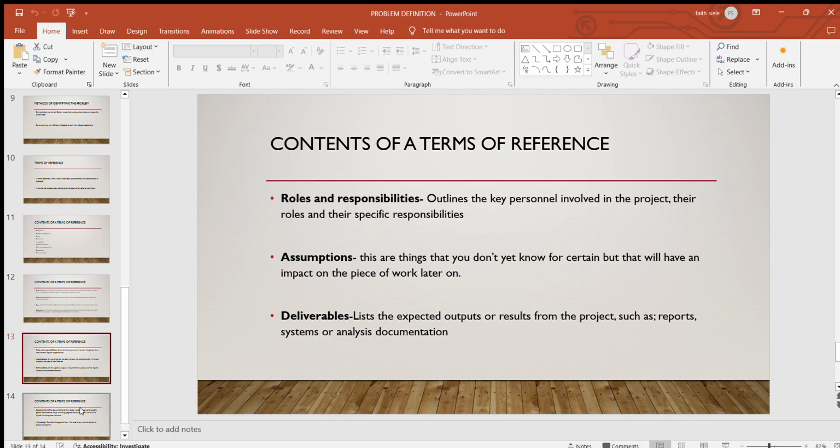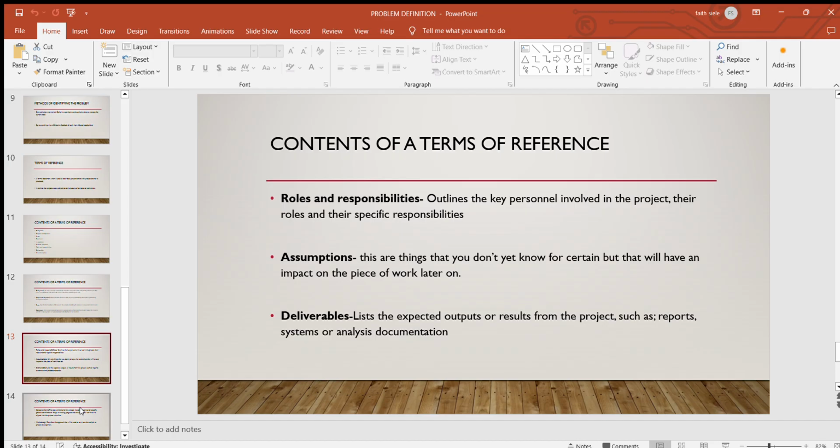So roles and responsibilities usually outline the key personnel involved in the project, their roles, and even their specific responsibilities. This ensures that there is clarity on who will manage, oversee, or even execute particular aspects of the project. Then we have assumptions.